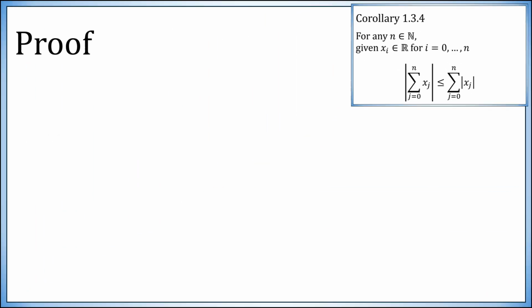How would we prove such a thing? Well, for n equals 0, there's not anything to prove. This is just a single number, and this is just a single number. So you, in fact, get equality.